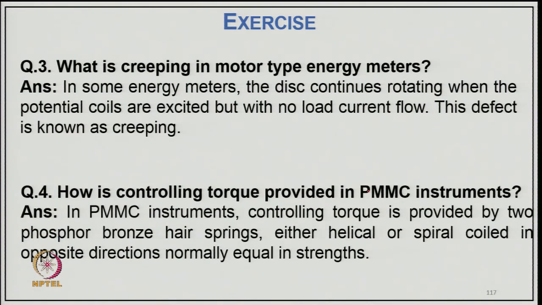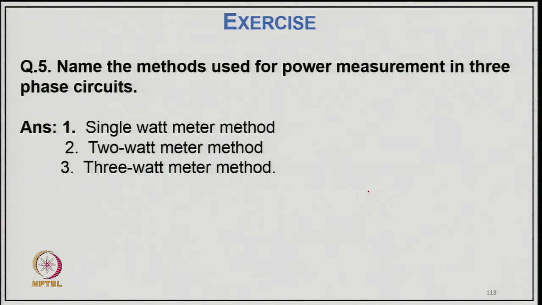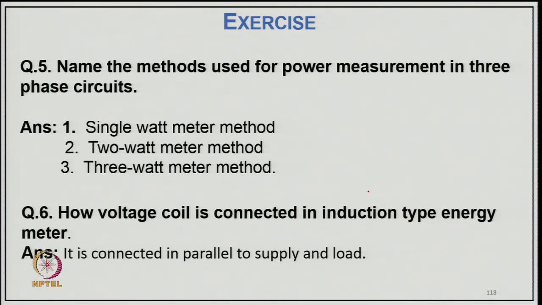And how is the controlling torque provided in a power magnet instrument? In a power magnet instrument, controlling torque is provided by two phosphor bronze hair springs, either helical or spiral coiled in the opposite direction, normally equal in strength. Now, coming to question 5: name the methods used for power measurement in 3 phase, like single wattmeter, 2 wattmeter method, 3 wattmeter method.